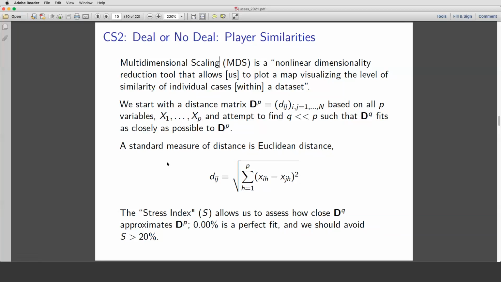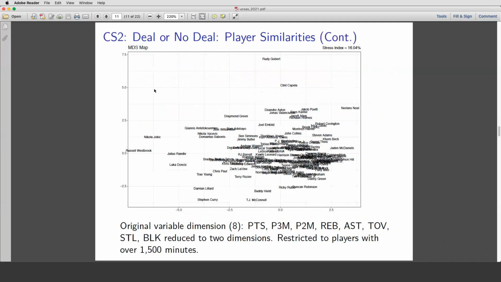I think something more interesting is if we actually do this, we end up with this 2x2 plot of all players from last season who played over 1,500 minutes, and our vector of stats is 8-dimensional. It's total points, threes made, twos made, rebounds, assists, turnovers, steals, and blocks. So we could spend a lot of time looking at this. I think this is a really neat display.